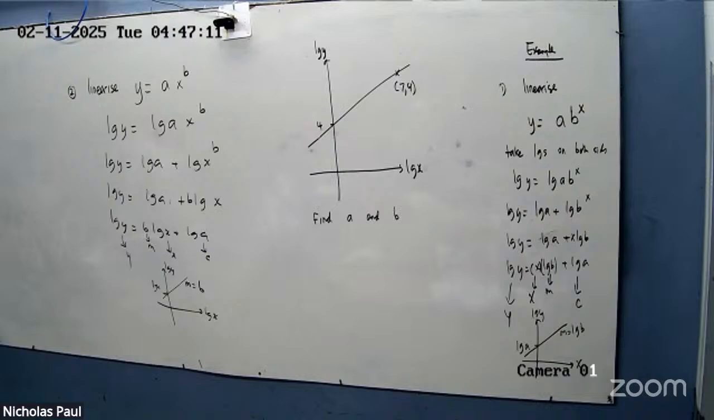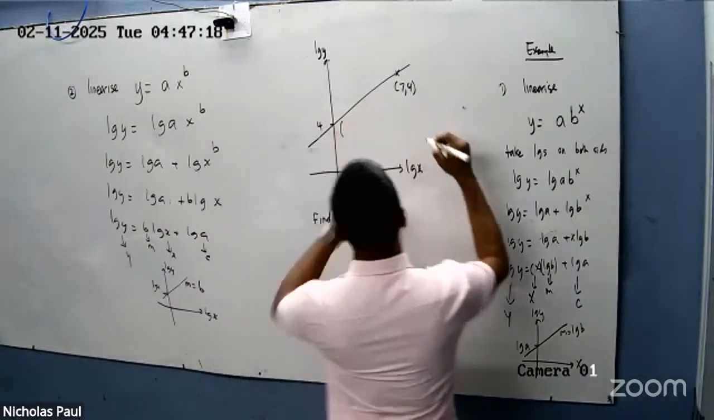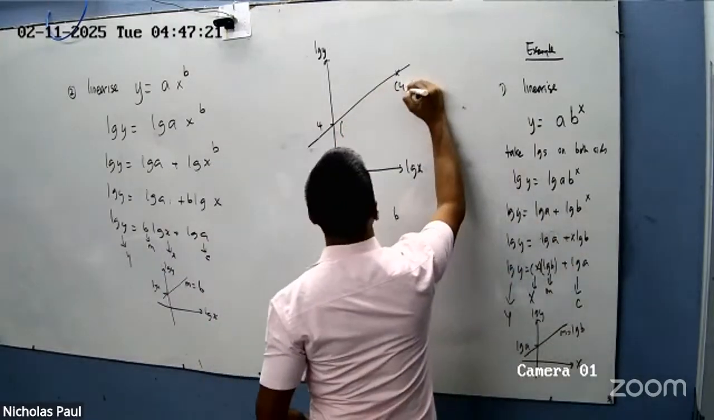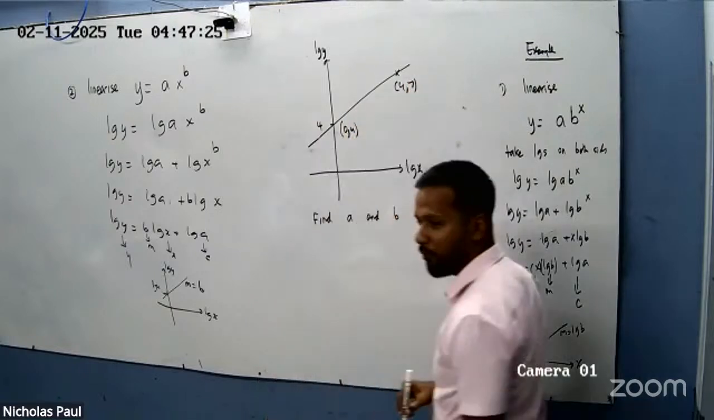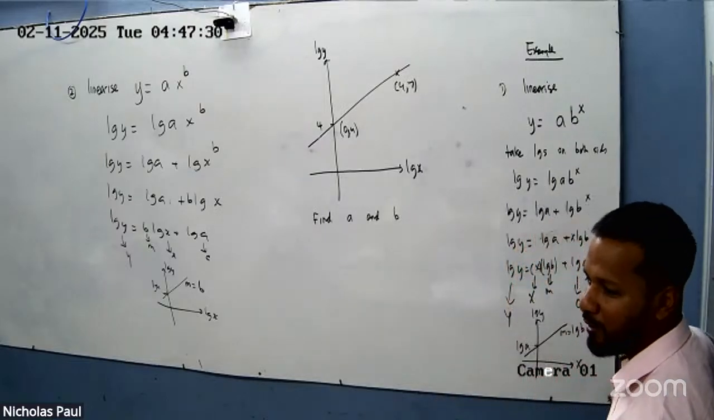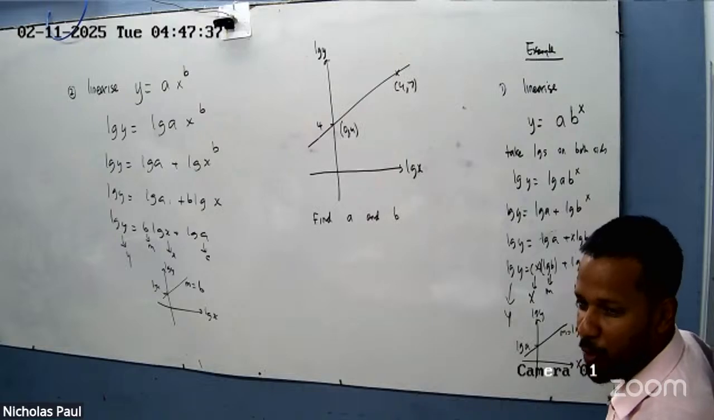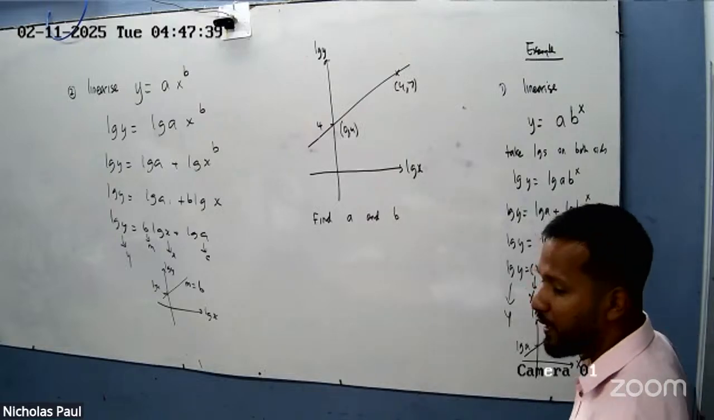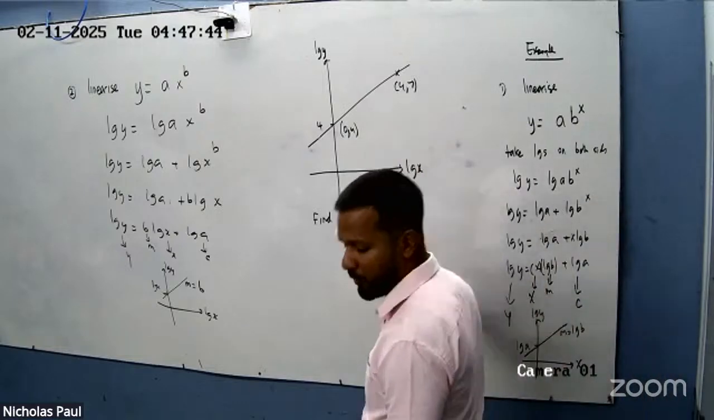Find the gradient and then do the next part. Wait, the X value doesn't make sense. This is 4, 7. It looked like 7, 4, but it's 4, 7. Find the gradient and do the y-intercept. Yeah, sorry.